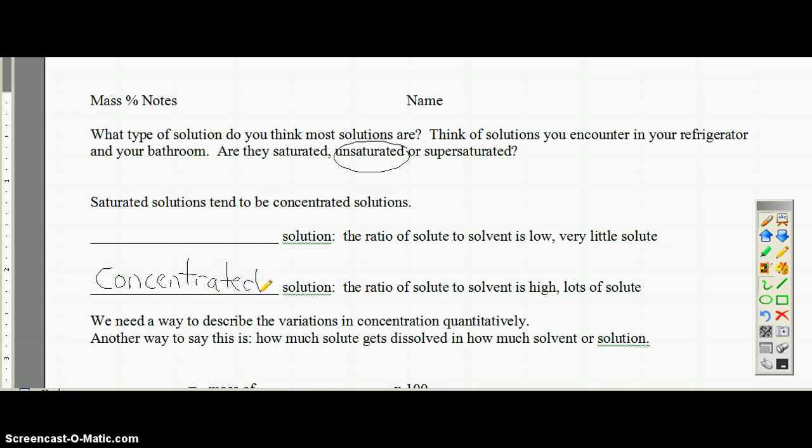The ones that don't have a lot of solute, so their ratio of solute to solvent is very low and there's very little solute, you want to make sure that you understand that those are what we call dilute solutions.